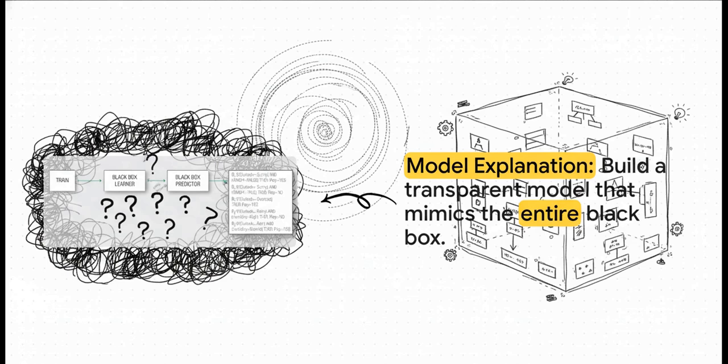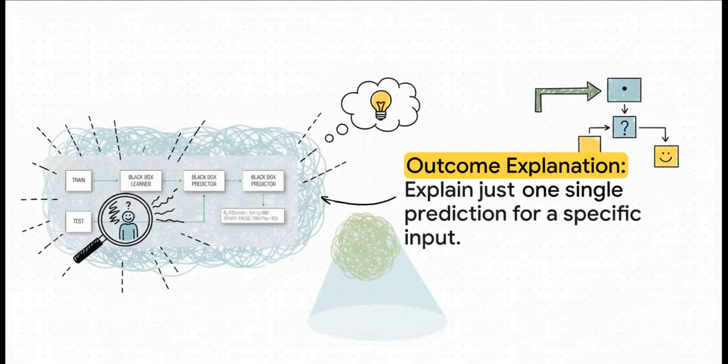You create a second, totally separate model that's way simpler, maybe just a set of if-then rules, but that acts just like the original complex one. This is how you get that global, big-picture understanding we were talking about. The second approach is the outcome explanation problem. And if that last one was global, this one is completely local. Here, we don't care about cloning the whole system. We just want to know, why was this one person denied a loan? That's it. It's focused, it's specific, and it's often a whole lot easier to do.